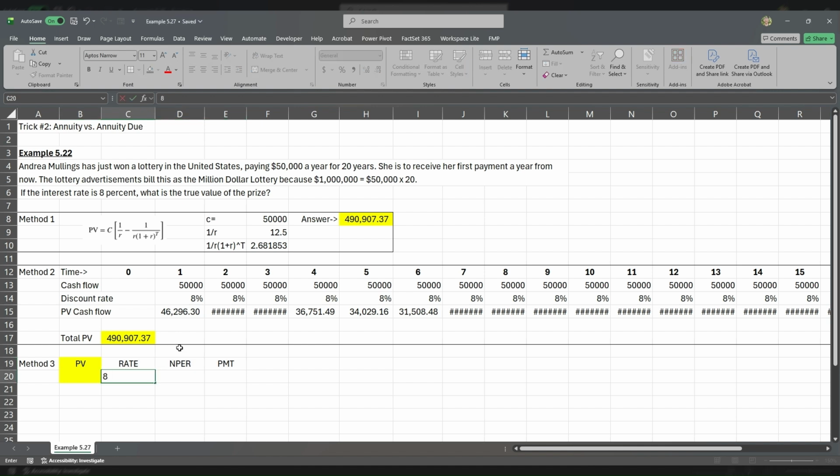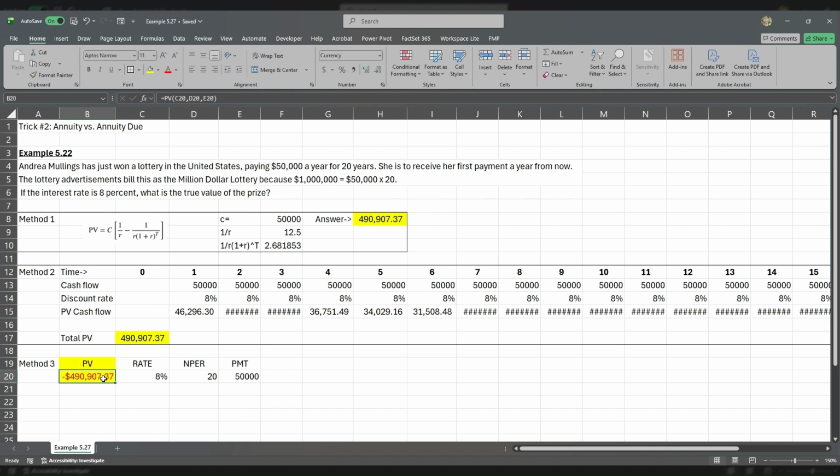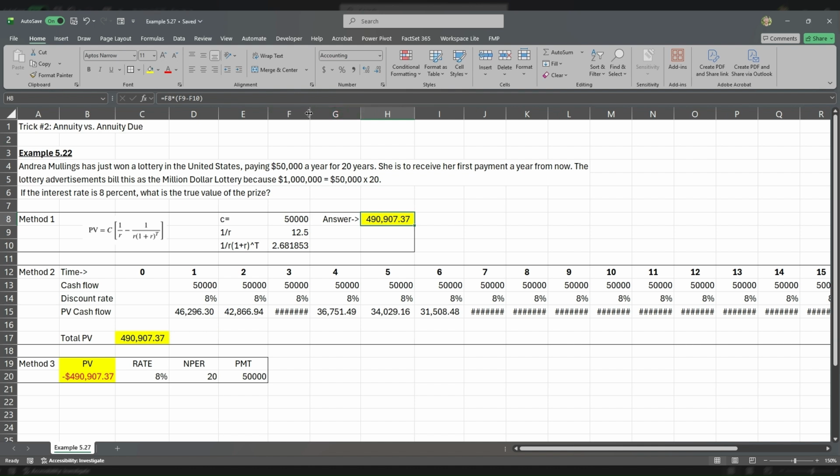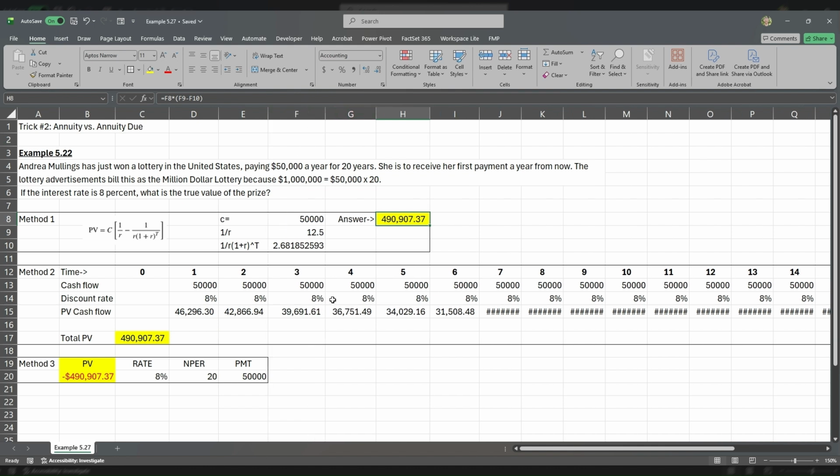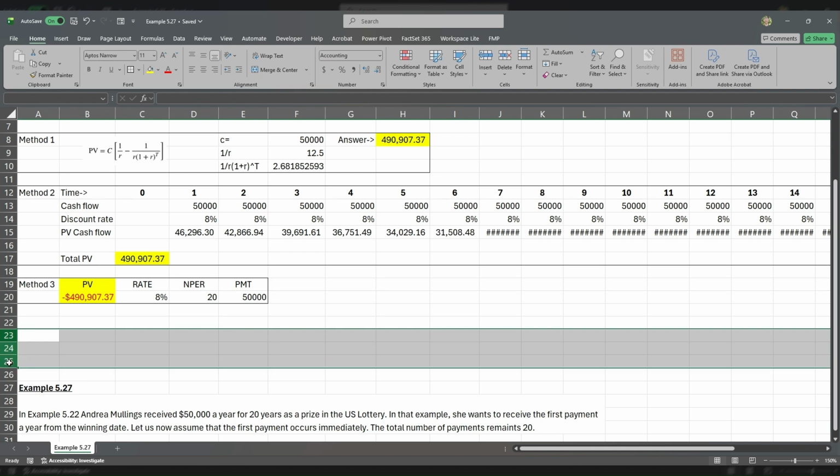My rate gives us 8%, and nper, I think it was 20, and we get $50,000 per period. So equals PV, rate, nper, and payment. Present value is this 490,907. So this is 3 different methods, and I can see that I get the same amount with all 3. So presumably I haven't made an error 3 separate times. So I have a consistent response in all 3. Now that's the ordinary annuity.